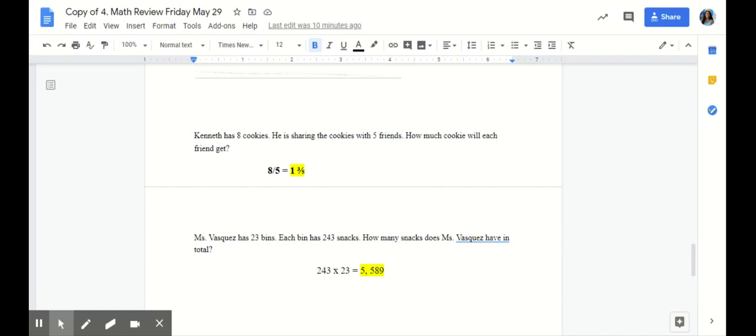Miss Vasquez has 23 bins. Each bin has 243 snacks. How many snacks does Miss Vasquez have in total? So we're finding the total. Miss Vasquez has 23 bins. Inside of those bins, there are 243 snacks. So we're going to use multiplication as our operation. If you did your algorithm correctly, you should have stacked your numbers on top of one another, and you should have gotten 5,589 total snacks.